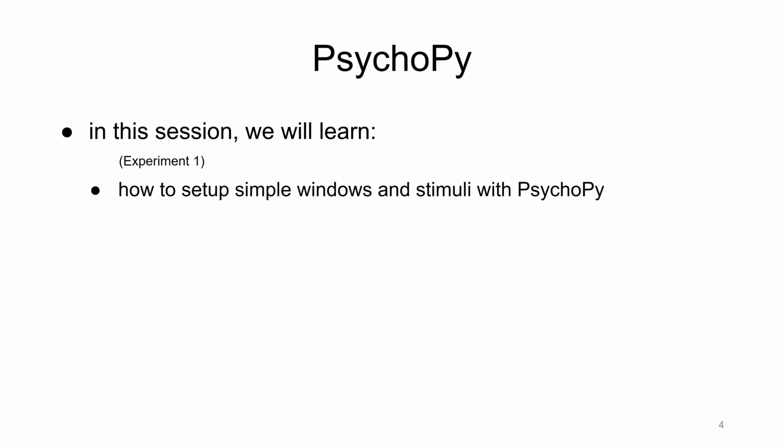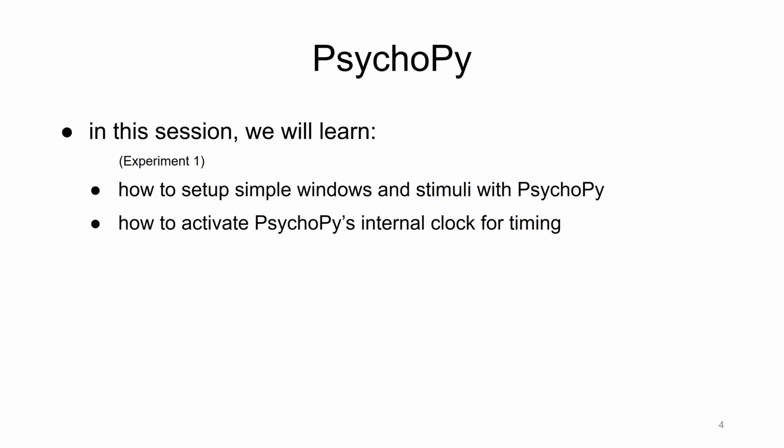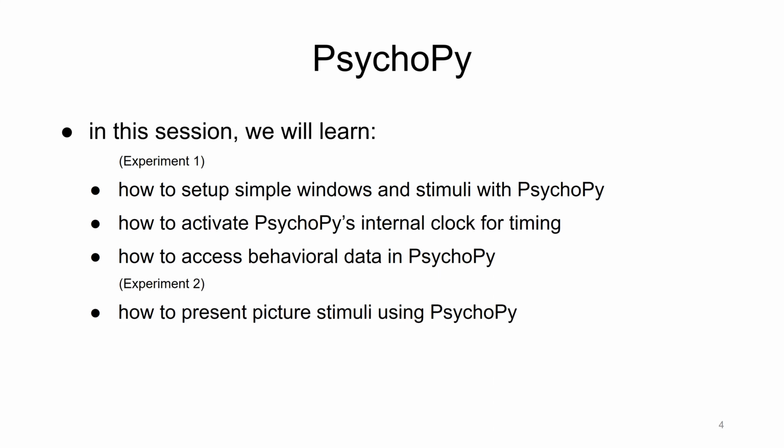We will learn how to set up simple windows and place stimuli in them. We will activate PsychoPy's clock for timing. This is, for example, important when you want to record reaction times. And we will see how we can access the behavioral data, so the subject's responses in PsychoPy. For the second experiment, we will then also have a look at how to present picture stimuli rather than just text or words on the screen.